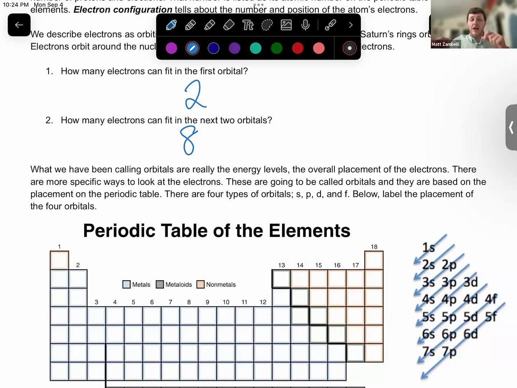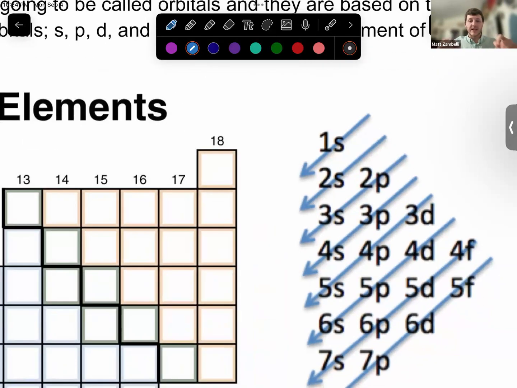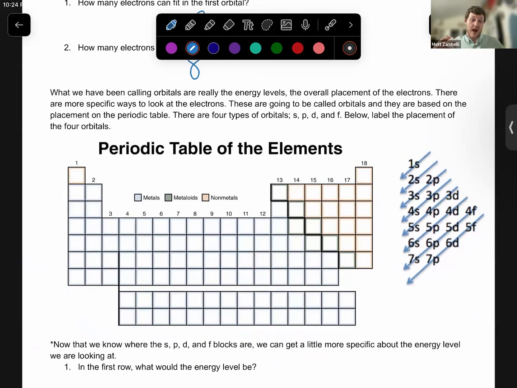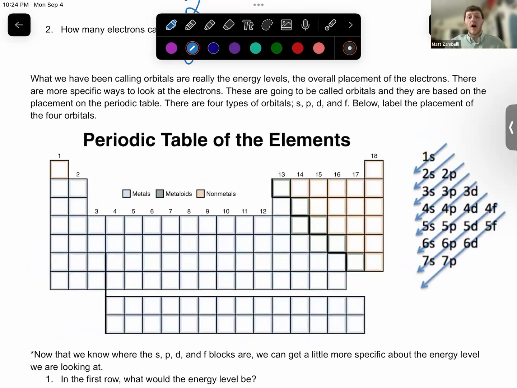Now, we're actually going to talk about the placement of these electrons. And if you look over here, it's got some weird letters and numbers and arrows that we're actually going to be going through. And this chart does make it a little bit simpler once you guys know what you're talking about. Okay, so our energy levels are really the orbitals that we've been talking about, and our orbitals are even smaller placements of our electrons.